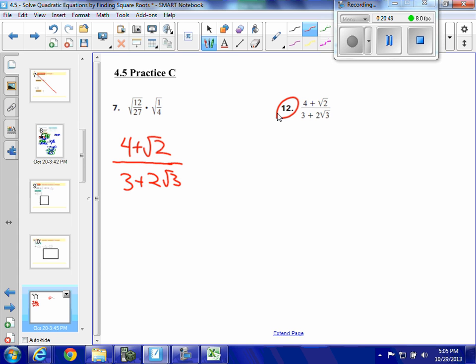Well, I have this radical sign in my denominator, but it's part of a sum. So I need to rationalize it by using the conjugate. So I'm going to multiply my denominator by 3 minus 2 radical 3, the conjugate of 3 plus 2 radical 3. But I have to do it to my numerator too, so 3 minus 2 radical 3 in the numerator as well, because this is equal to 1.